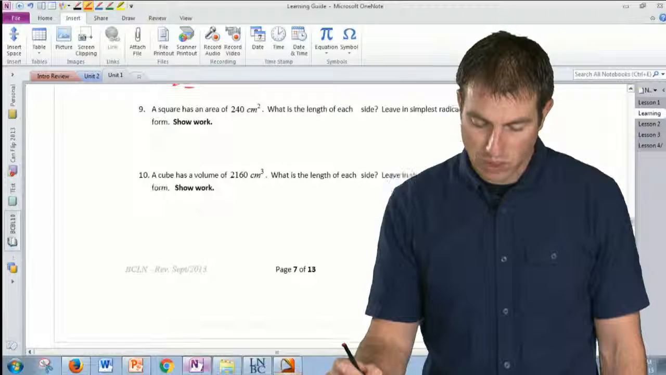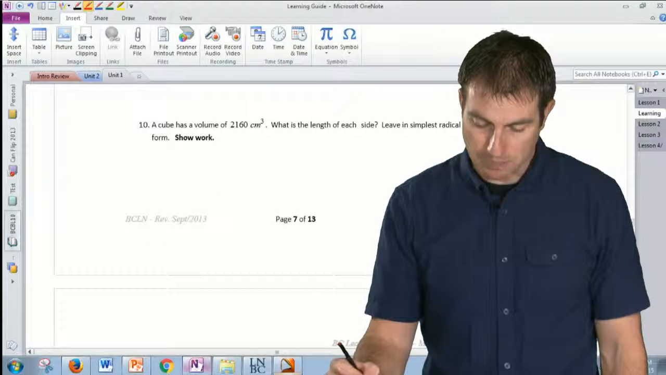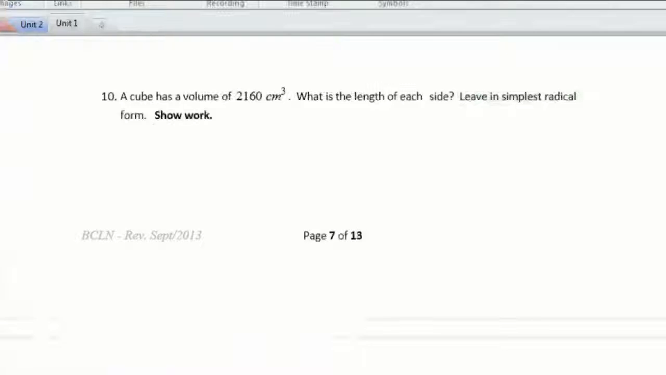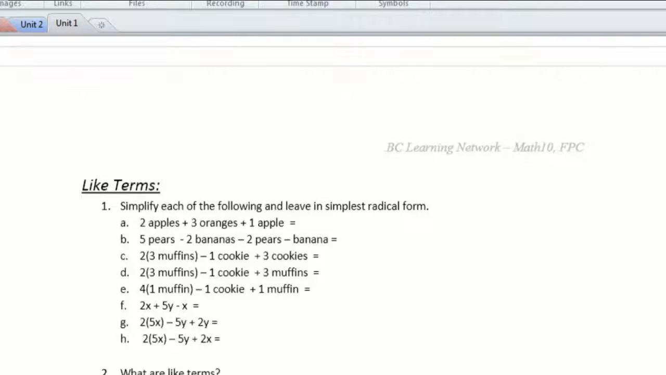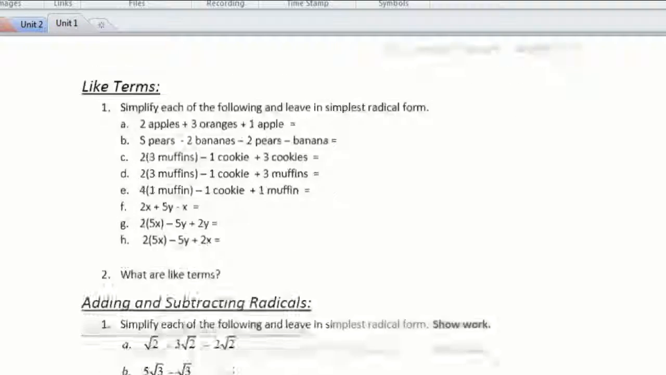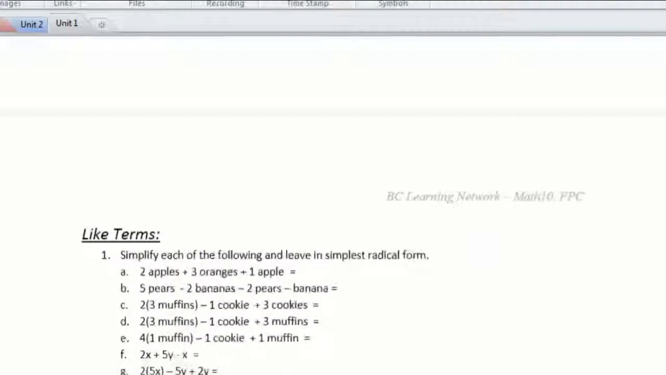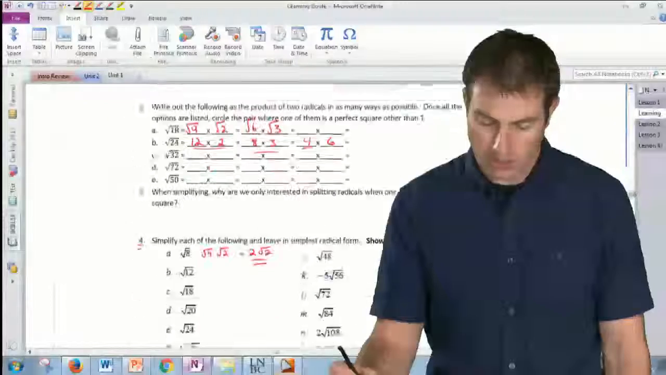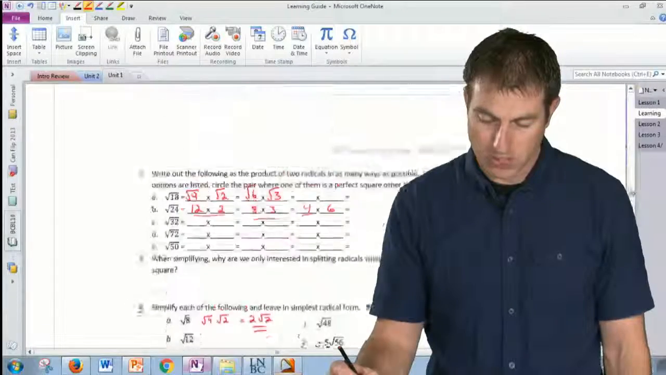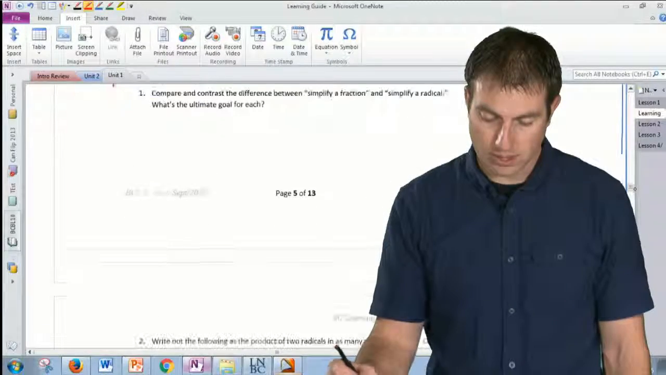And then a couple of questions. If a cube has a volume, what's the length of each side? You should be able to do those, I think. Like terms, we'll deal with this next day. So not a ton of work, just a few questions, just some practice. Simplifying radicals, only the one section for today.